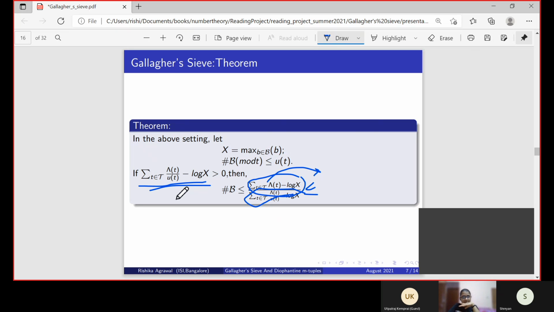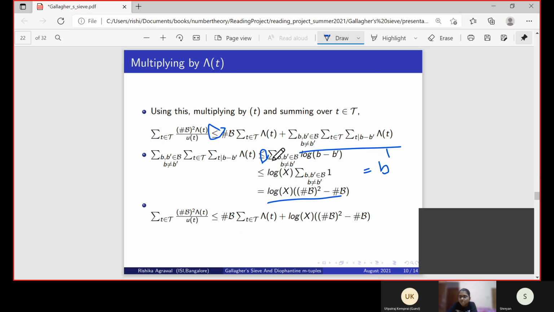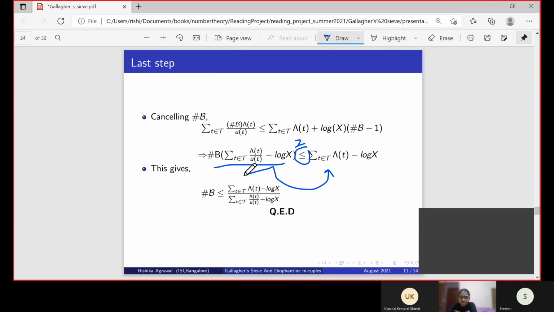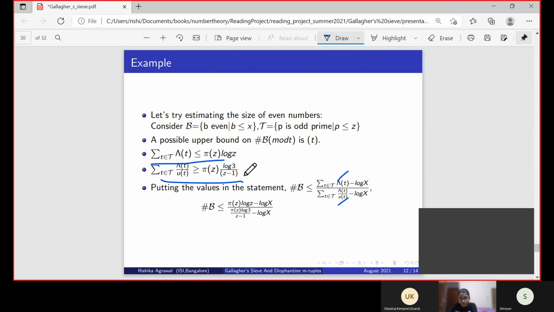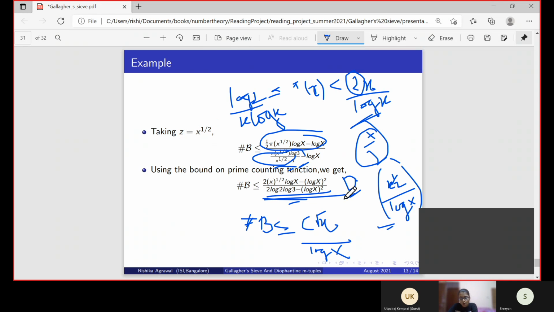Okay, so the theorem is, if this denominator is greater than 0, size of P is less than or equal to summation t belonging to T, lambda t minus log x over summation t belonging to T, lambda t over u_t minus log x. So it is clear that the mistake we have made is that we have not checked the condition that the denominator has to be greater than 0, and we'll observe that 2 log 3 minus log x whole squared is clearly less than 0, because 2 log 3 is a constant and log x is an increasing function.